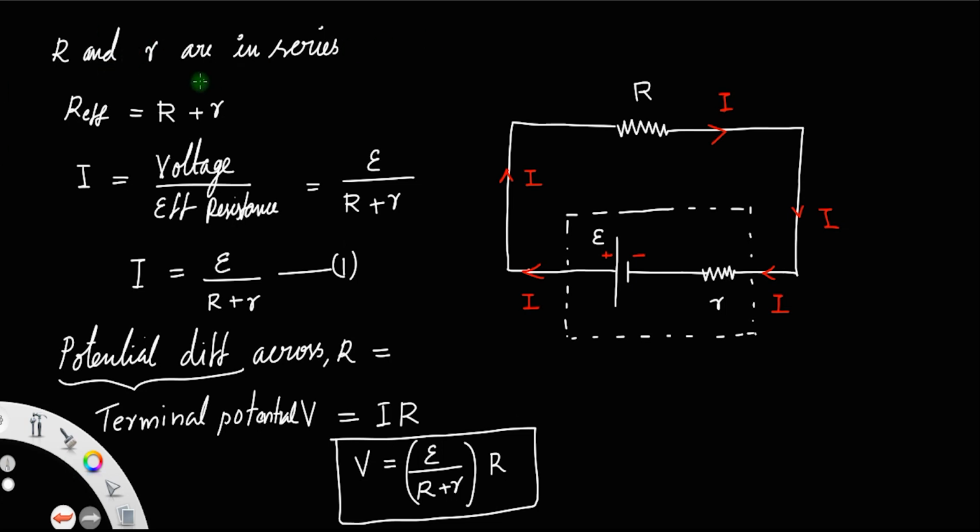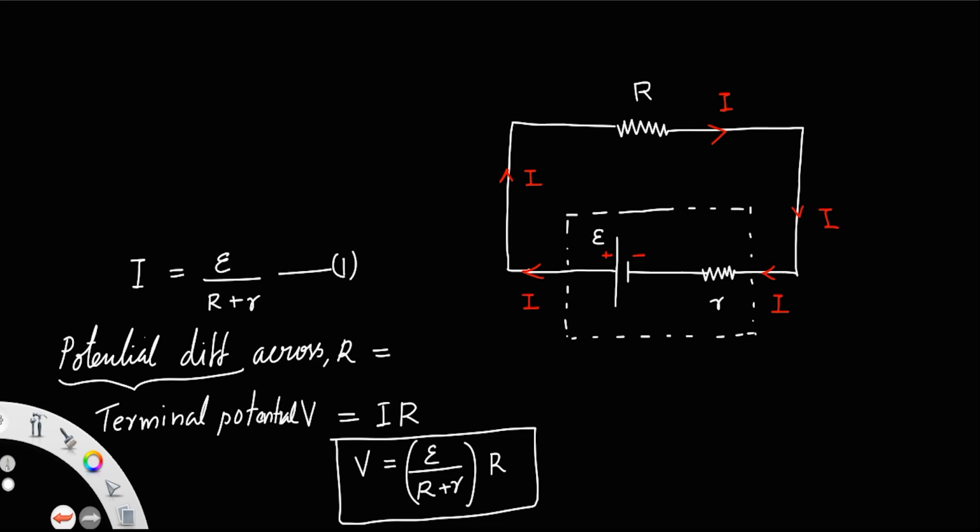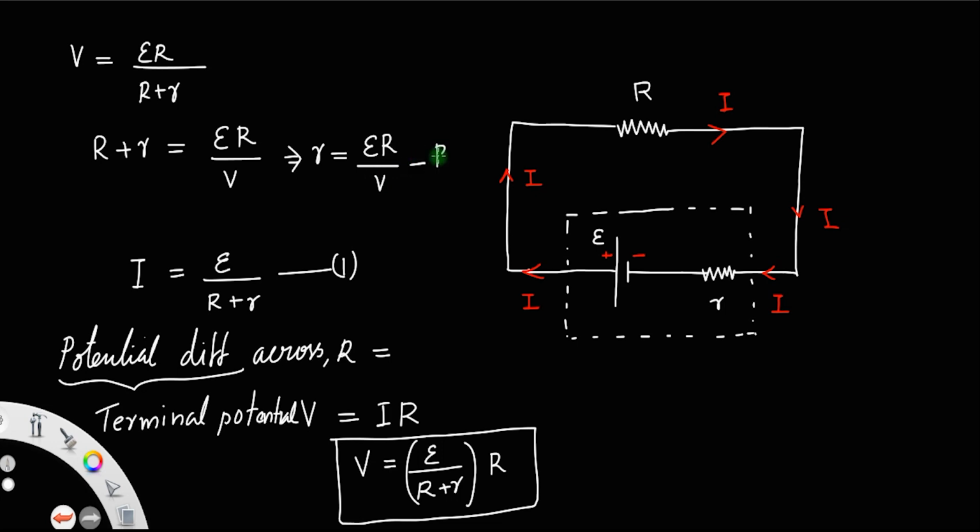Clear? Now, let's again take this equation. We have V is equal to ER divided by R plus r. And if you take this to the left, then R plus r will be ER divided by V. Clear? Taking this R plus r to the left and V to the denominator implies r will be, taking this R to the right, equal to ER by V minus R.